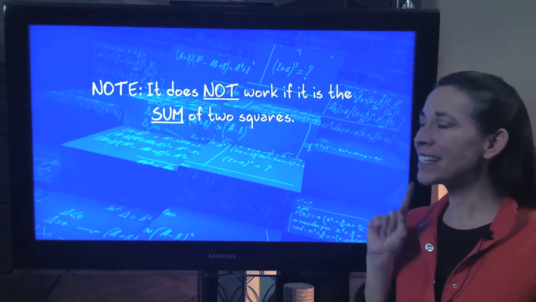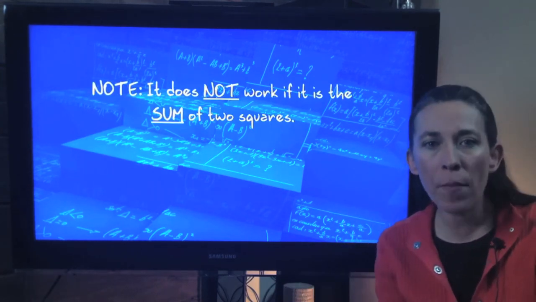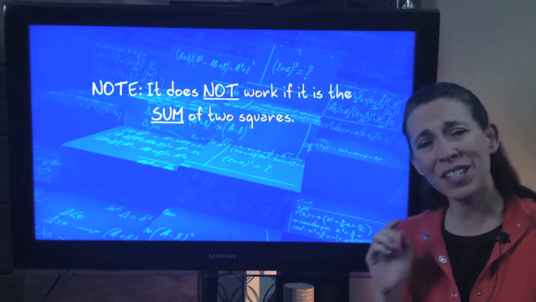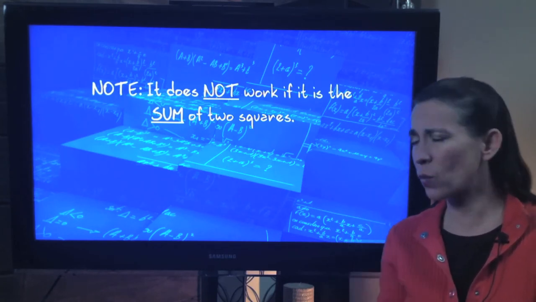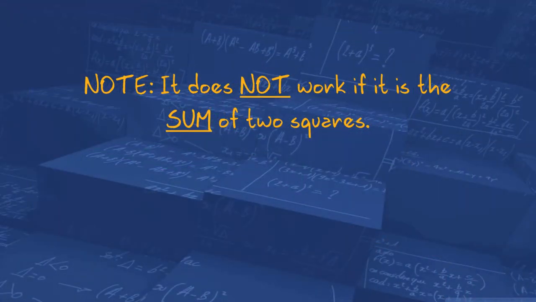Now, it does not work if it is a sum of two squares. Okay, it has to be a difference of two squares. It doesn't work with addition if you've got squares. So x squared plus 25. Remember, you have to have those opposite signs in order for those two middle terms to add to 0. We don't have opposite signs here, so it's not factorable.